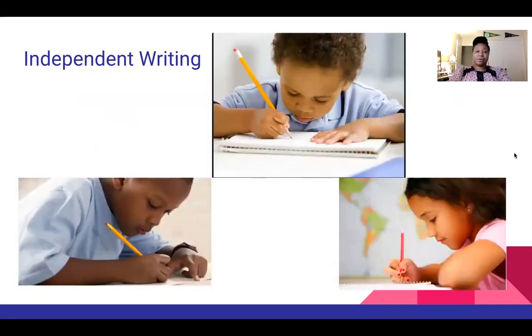This is an example of what independent writing looks like. The students have their notebooks or their paper, and they are actually writing, composing the text that they would enjoy writing based on a topic, or they may have a free writing time. And free writing means they can just write on a topic that they are very comfortable with writing about.